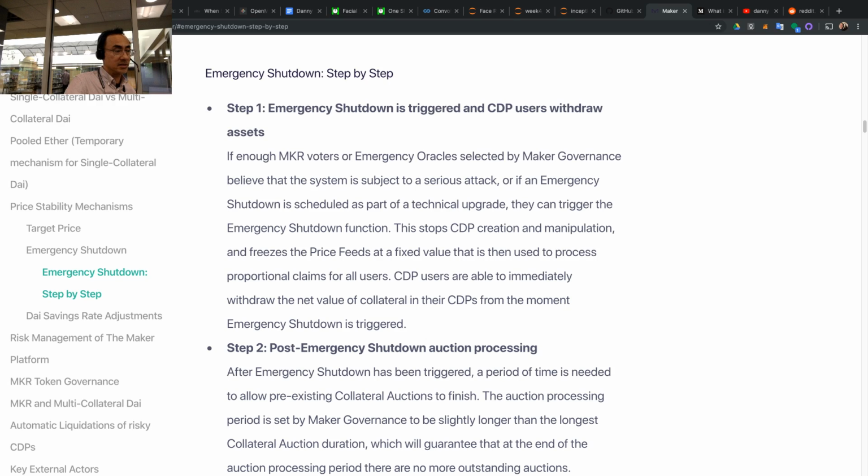Okay, I think I'm just gonna save. I'm gonna try to finish this until the emergency shutdown step by step. Okay, and then we'll continue next time.